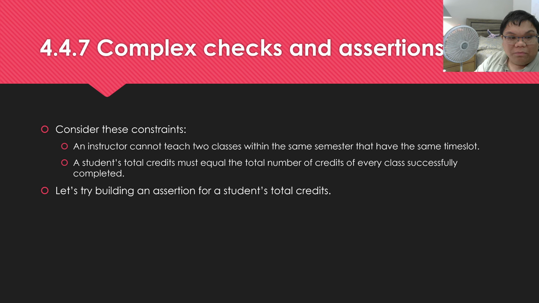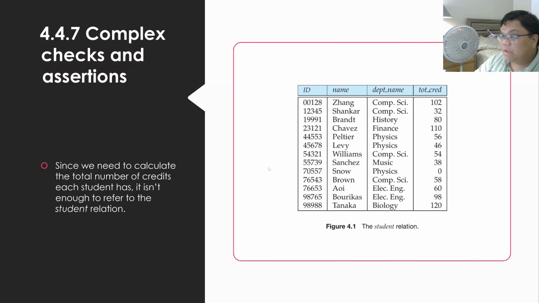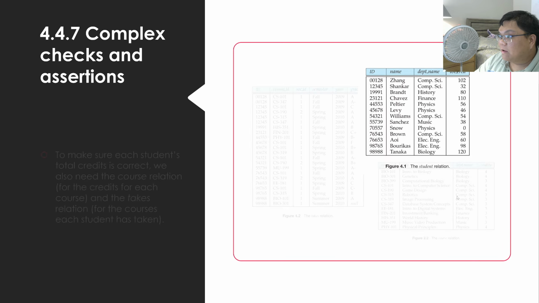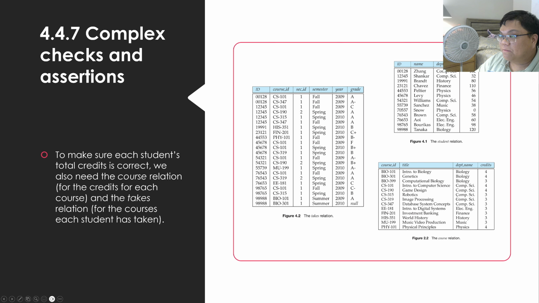Another constraint worth adding is a student's total credits must equal the total number of credits of every successfully passed class. Let's make an assertion based off that one. So, we want to calculate the total number of credits each student has, but it isn't enough to just reference the total credits from this table. We want more information from the takes relation and the course relation.